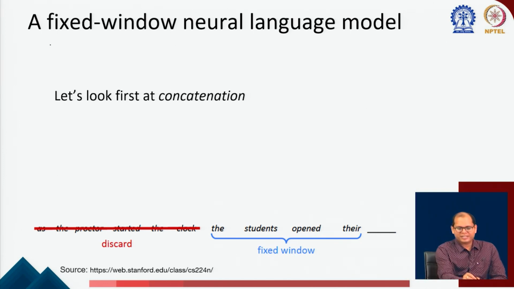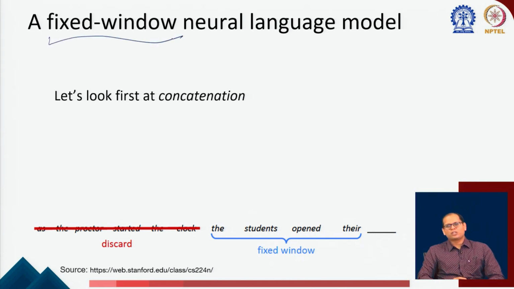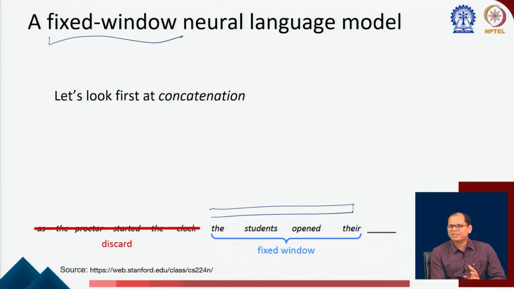And we are talking about a fixed window neural language model, because we are concatenating, and because you are concatenating, you need a fixed dimension. You can tell your model that I will take the last 4 words. It's like saying it's a 5-gram model: you are taking the previous 4 words as the context, and I want to predict the next word. So the idea is simple. You will concatenate the embeddings for these 4 words, and you will use that to predict the next word.